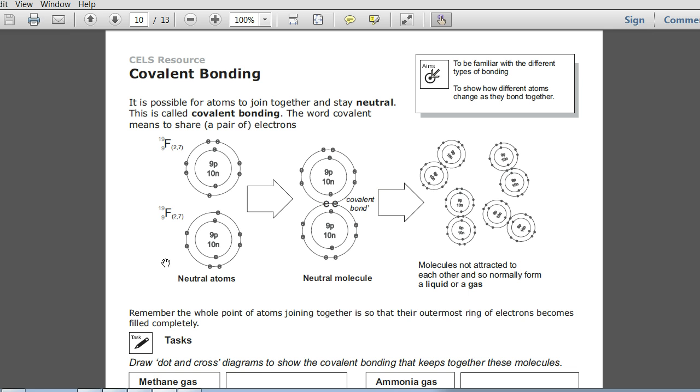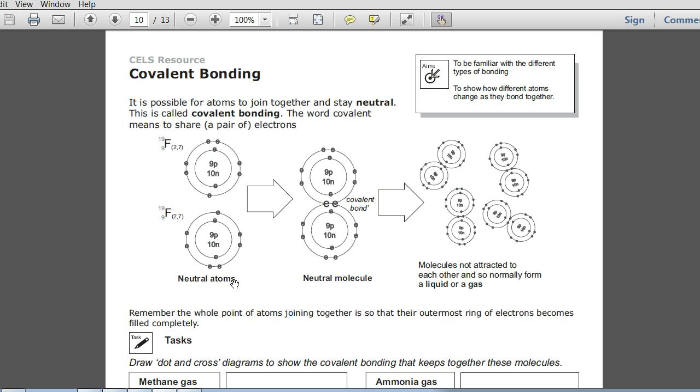Well, with covalent bonding, we have two atoms that actually want to gain electrons. So notice that as we look at these two atoms of fluorine here, they each have 7 outer electrons. And if you remember from our ionic bonding notes, we had said that in order to be stable, an atom wants to have 8 outer electrons. So what's going to happen here, right? Fluorine wants to gain an electron, and this other fluorine also wants to gain an electron. And note that both of these are neutral.